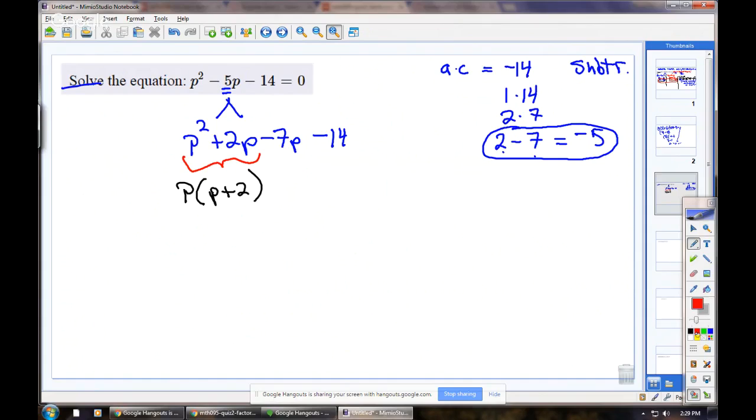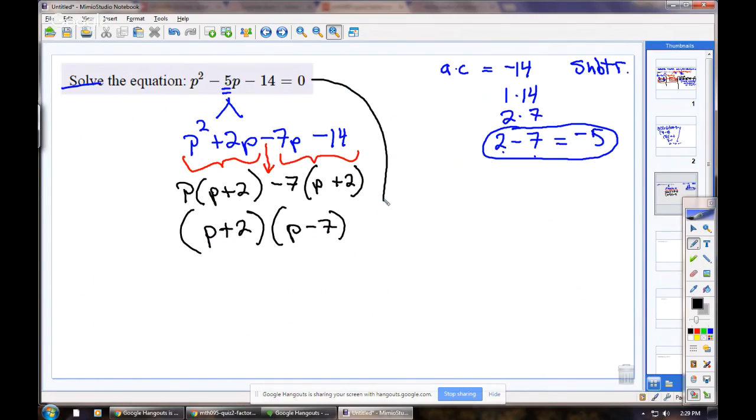Next part, what's common to these two? Well, I have to take the negative out front. That is mandatory. So I'm going to factor out a negative number. And then otherwise, they have 7 in common. So if I factor a negative 7 out, that's going to leave me a positive p and a positive 2. And hey, coincidentally, those guys match. So p plus 2 is the common factor, and p minus 7 has to be the other factor.